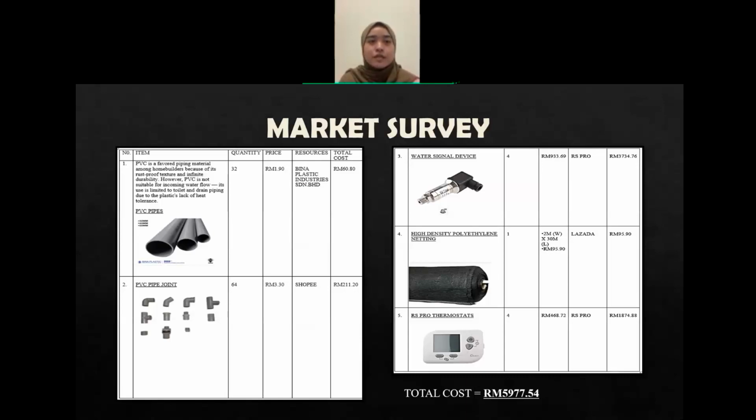Okay, this is the market survey for the items that we need to overcome our three problems, which are leaking, drainage, and air conditioning. First, we need PVC pipes and their joints. Second, we also need the water signal device, high density polythene netting, and lastly, RS Pro thermostats. All of this is estimated for 4 rooms. The total cost is RM 5,977.54 for all the items that we need. Okay, next.